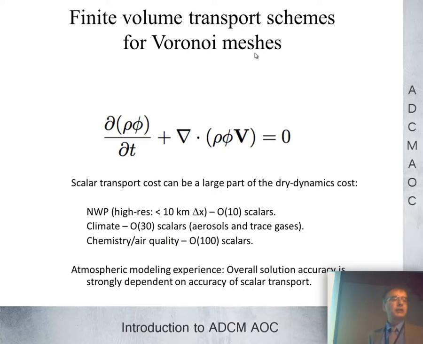So now we'll go a little more onto the advection. So at high resolution, we're dealing with grid sizes of less than 10 kilometers, and we may have the order 10 scalars. For climate, there may be about 30 scalars, and you're dealing with aerosol and trace gases. Chemistry, you could have 100 scalars. So scalar transport can be quite a large part of the cost of the model. And the overall solution accuracy is also dependent on the accuracy of scalar transport. So there's some motivation to using higher order scalar advections.